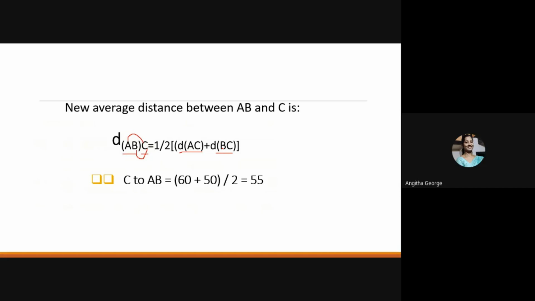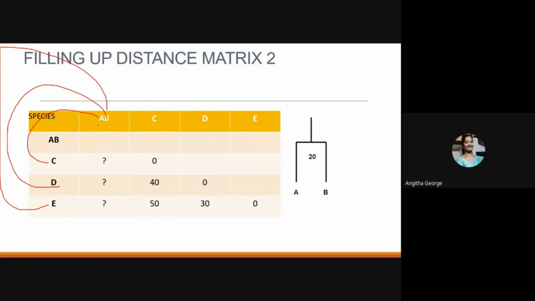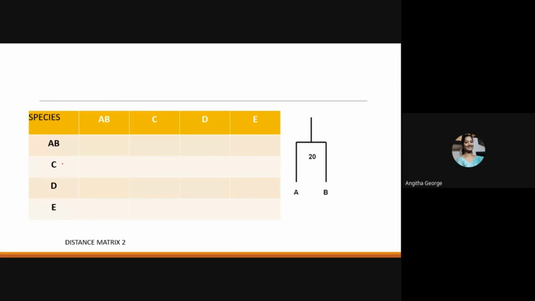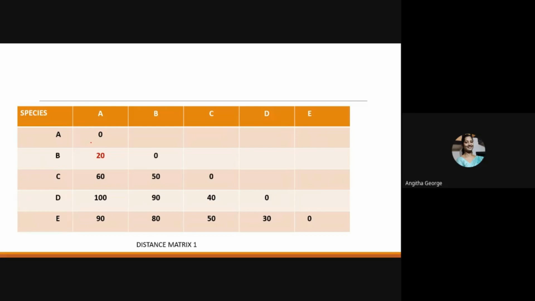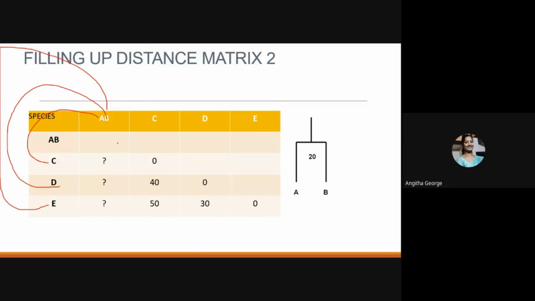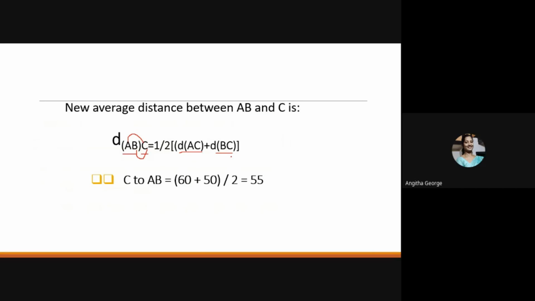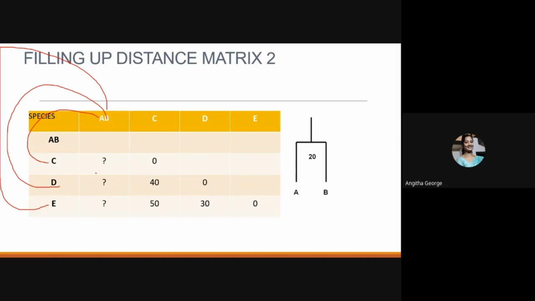That is the distance between C to AB. So our aim is to find the distance between C to AB. That is the distance between A to C plus the distance between B to C, divided by 2. So taking the first matrix, what is the distance between A to C? 60. Then next, B to C. B to C is 50. So 60 plus 50 divided by 2 is equal to 55. So I can fill the distance between AB to C as 55.